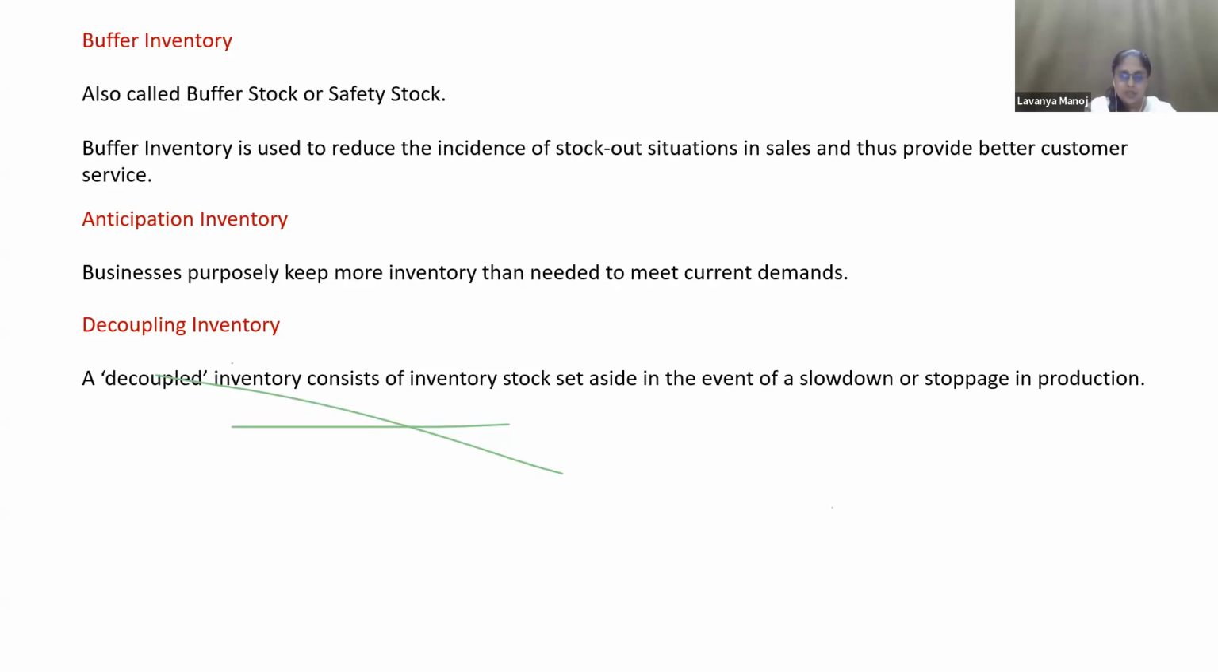If there is a sudden stoppage in between, you won't get a complete product, even if you start the production after some time, after repairing the machines and everything. Obviously there will be scrap. So in order to avoid those situations, decoupling inventory is always kept on the factory floor.